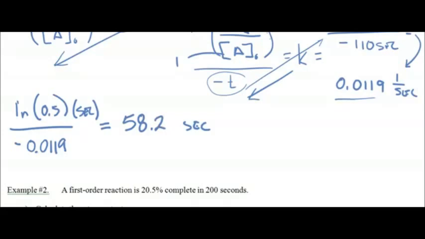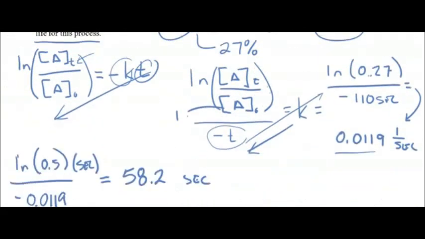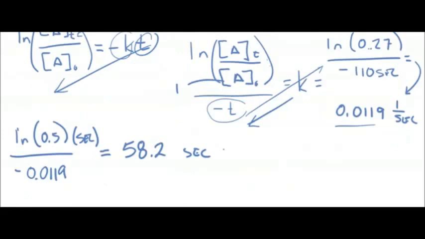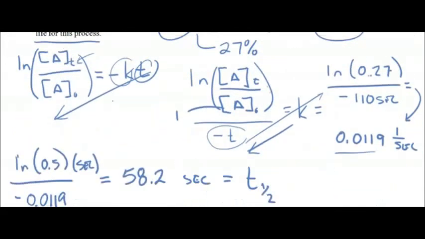Now, let's think about this. Does that make sense, or does that seem like a logical answer? Well, if we come back up here and look at the question, it says that we've consumed 73% of that in 110 seconds. Well, the half-life value that we get better be smaller than 110 seconds. So, yeah, it looks like we did our math right, and that does seem correct here.